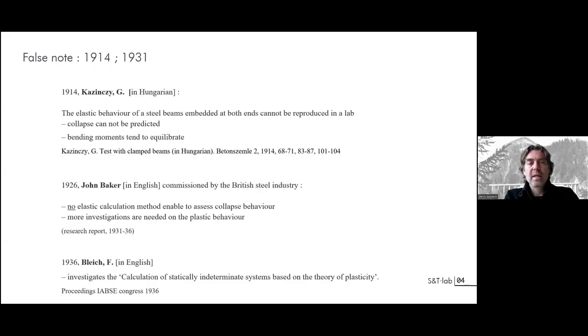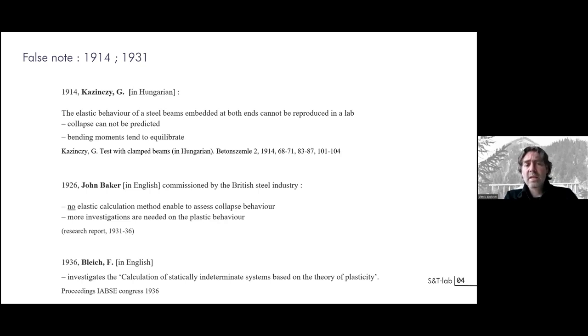This story starts in 1914. We are in Hungary with Kaczynski, who tried in a lab to reproduce the behavior of a steel column supposed to be embedded at both ends. The idea was to show how the elastic theory could be validated with some tests. It could not reproduce the elastic behavior, and collapse could not be predicted. But it could show that bending moments tend to equilibrate during this test.